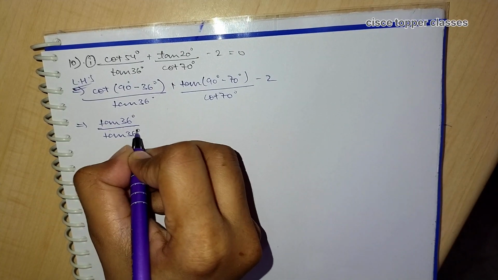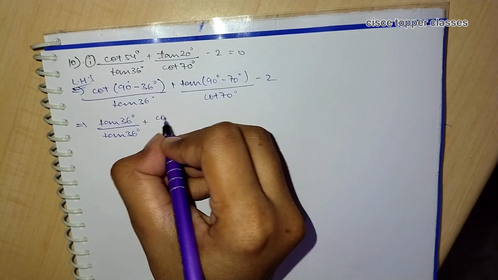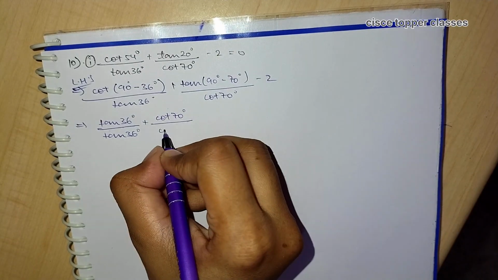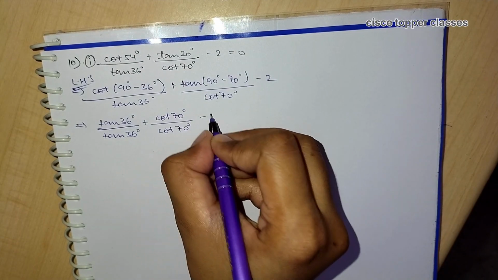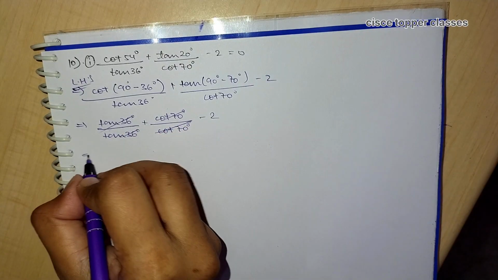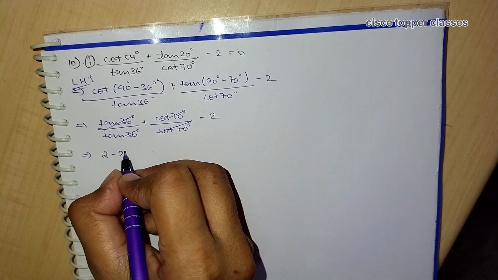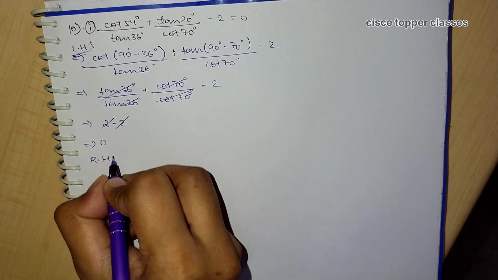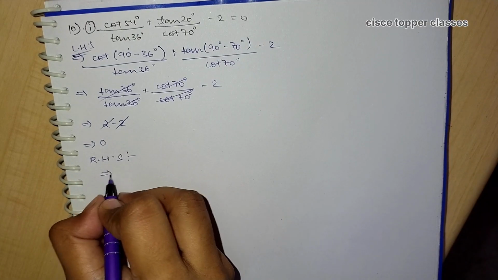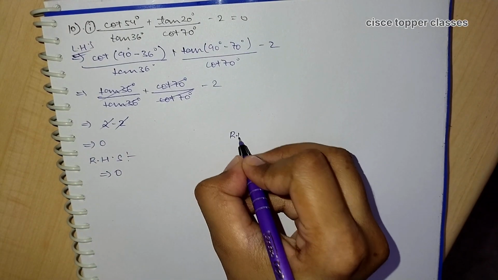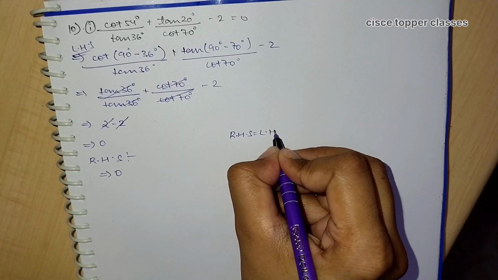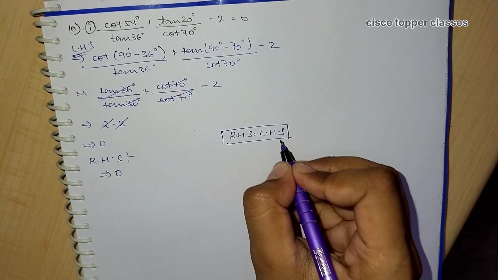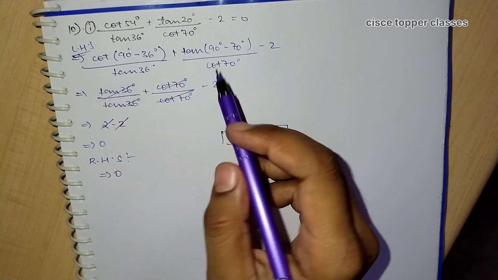Tan 36 degree divided by tan 36 degree, plus tan (90 minus theta) will be cot 70 degree divided by cot 70 degree, minus 2. This will cancel out, meaning 2 minus 2, and again this will be 0 from here. Now the RHS part is given to us as 0. From that we can write RHS is equal to LHS, hence proved from here. So this is the solution of the 10th question first part.